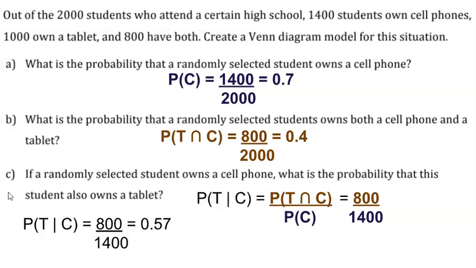Question D from this lesson asks what the difference is between question B and question C. Question B was finding a joint probability where we were trying to find the intersection of T and C. So out of all 2,000 students, how many had both a tablet and a cell phone? Question C, however, is a conditional probability. So we were only looking at those that had a cell phone. So the probability that they had a tablet given that they had a cell phone. So for question B, we're looking at the whole school's population. But for question C, we were only looking at those who had a cell phone.